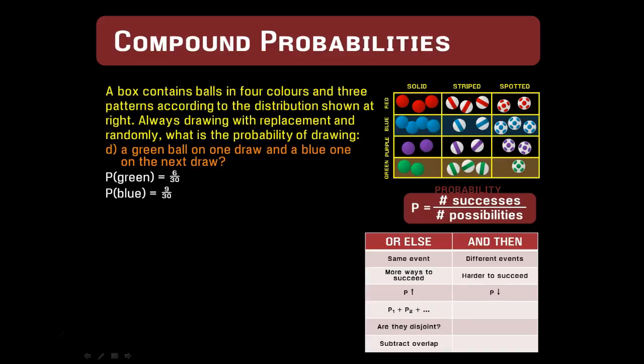Because it's harder, we expect the compound probability to be lower than either of the individual outcomes' probabilities. And because probabilities are fractions between 0 and 1, the way to combine individual probabilities to get a smaller answer is to multiply them.